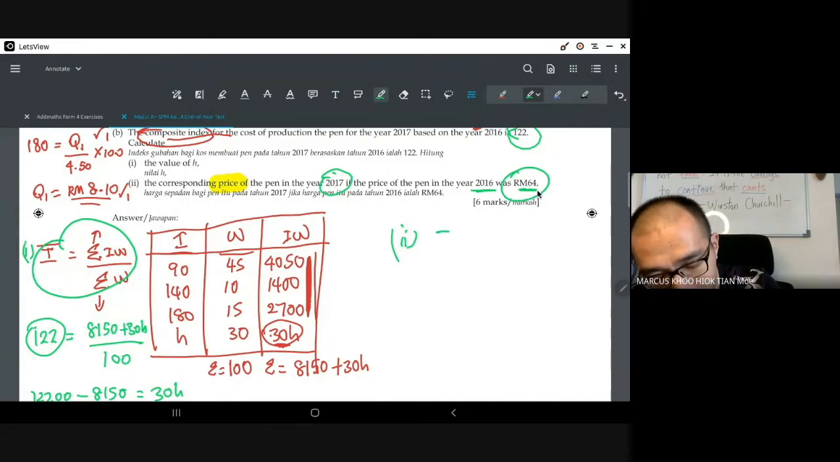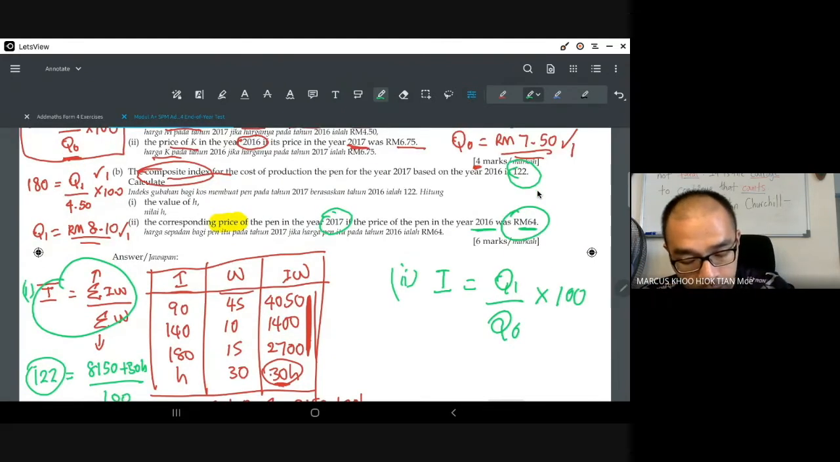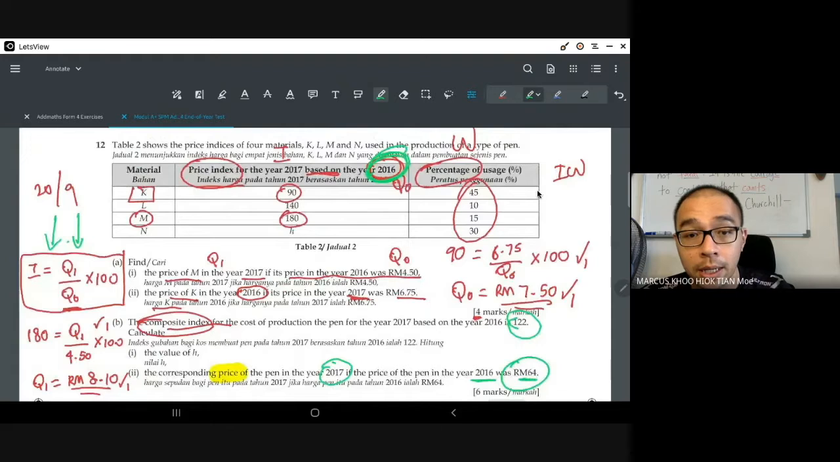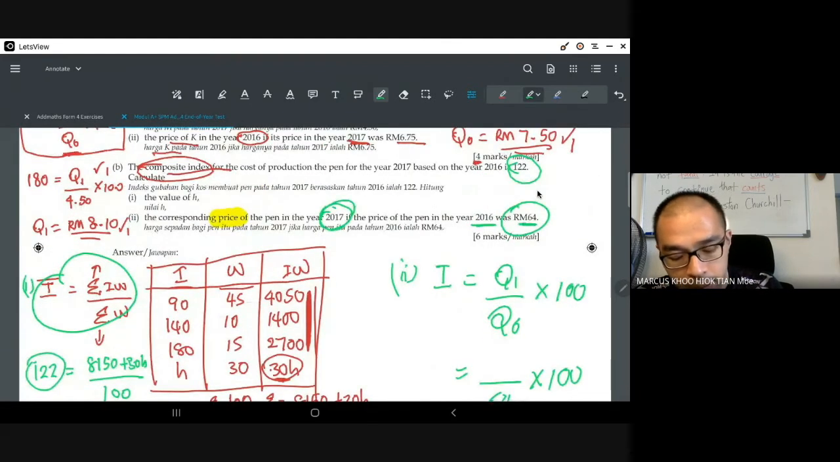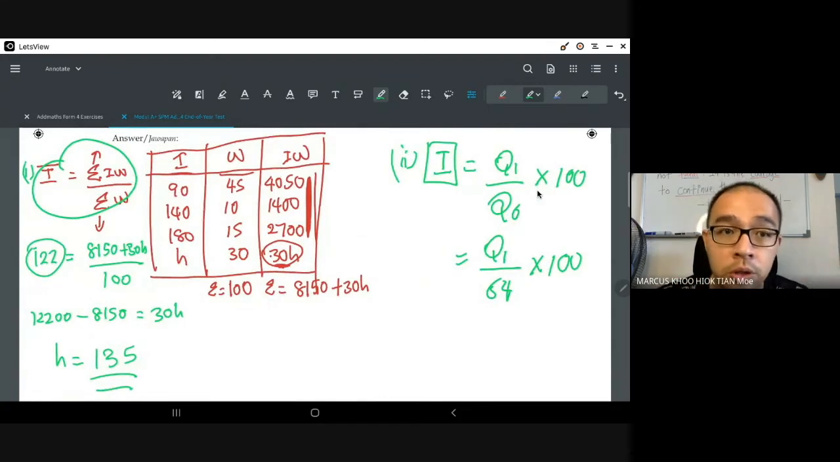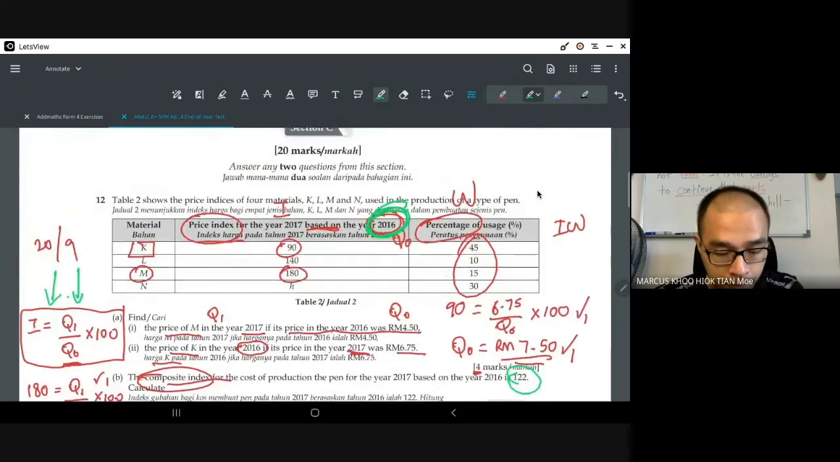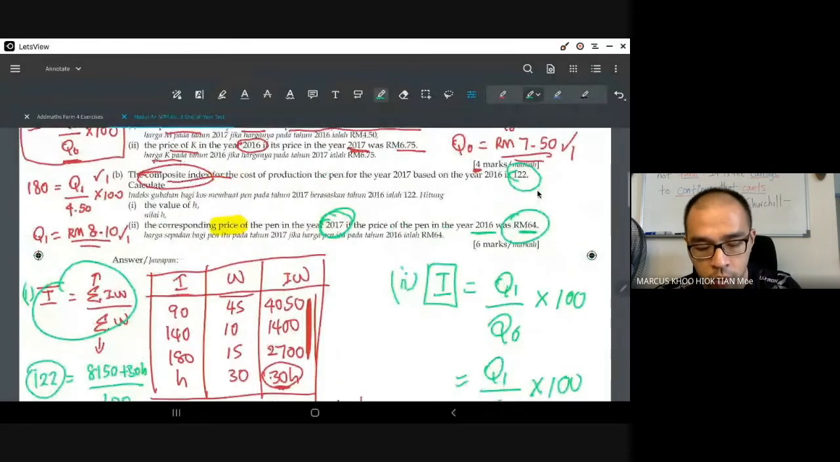Okay, let's put back this one: Q1 over Q0 times 100. What is the Q0? Q0 is 2016, so the price in 2016 is 64 ringgit. They asked to find the price in 2017, so we want to find Q1. But the question is, what is the I we're going to use? Are we going to use 90, 140, 180? H is 135. Or do we use 122?